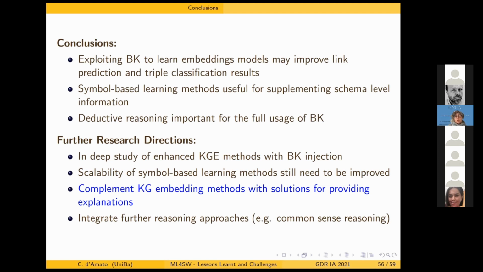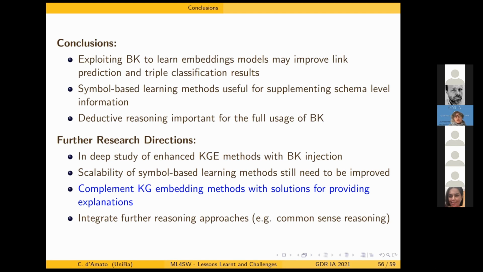Particularly, in both solutions, deductive reasoning capabilities have also been exploited, which are really important for the full usage of the background knowledge. There are many interesting additional research directions. First of all, a more in-depth study of the knowledge graph embedding methods enriched with the injection of background knowledge is needed, because we found a way of solving the problem in presence of incompleteness, but then we lose something when we add a more comprehensive knowledge graph.